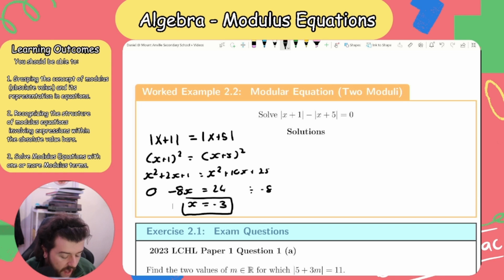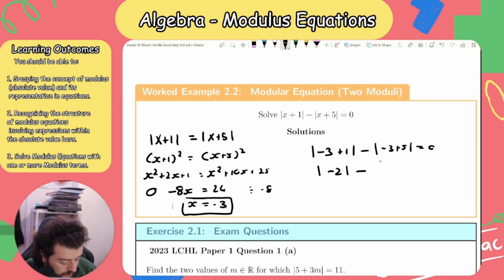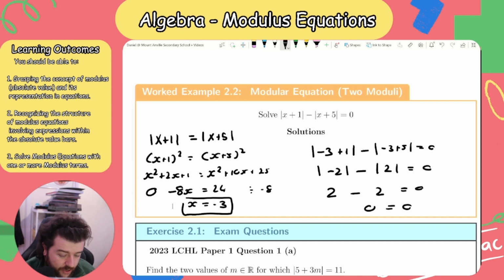So that is when the moduluses are satisfied. If you sub it in here, the modulus of minus 3 plus 1 minus the modulus of minus 3 plus 5 equals 0. Well, that makes sense. This is going to be the absolute value of minus 2 minus the absolute value of 2. So it's going to be 2 minus 2 equals 0. 0 is equal to 0. So that solution checks out.